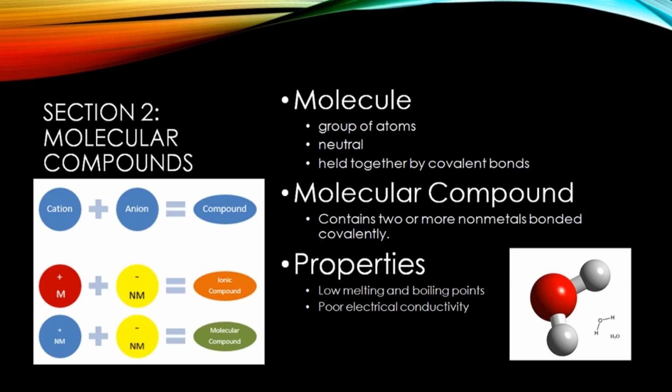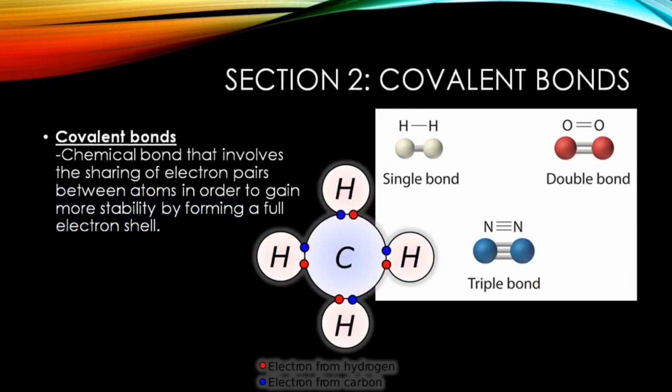You should get that H2O is an example of a molecular compound because it contains 2 nonmetals and the atoms combine covalently. The formation of covalent bonds. It's actually pretty simple.